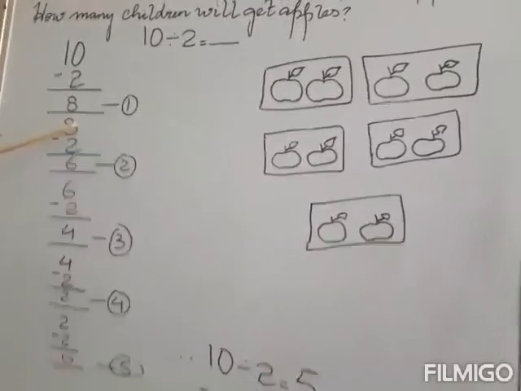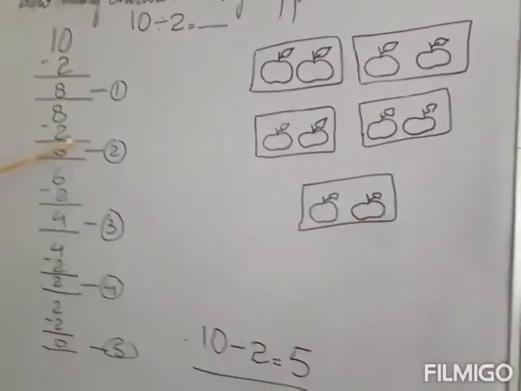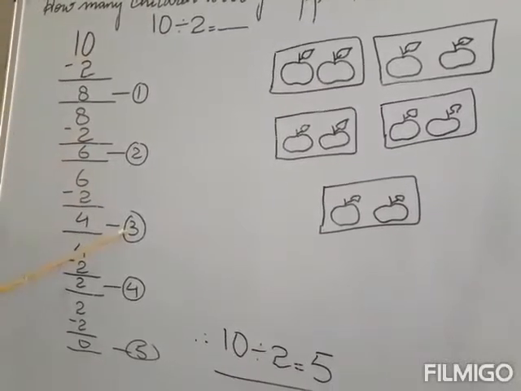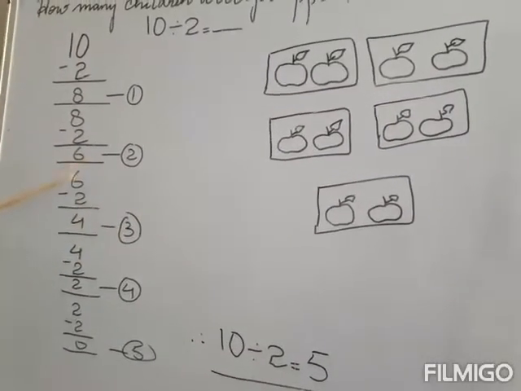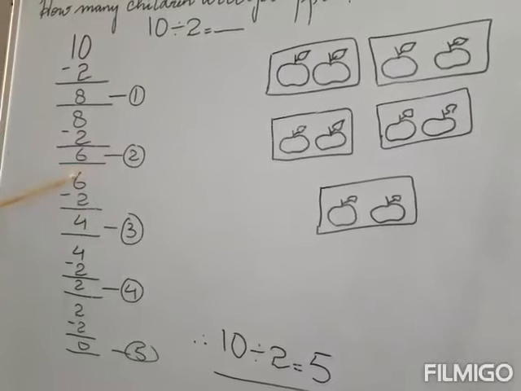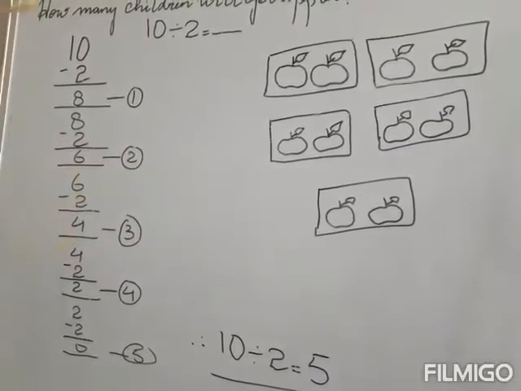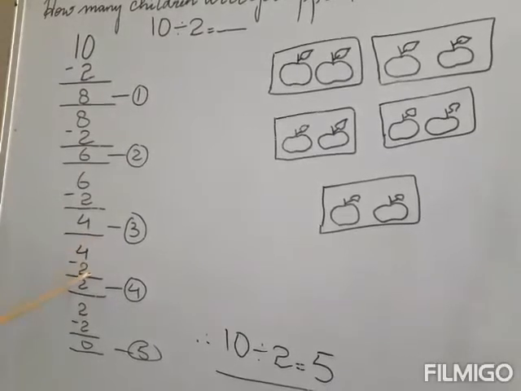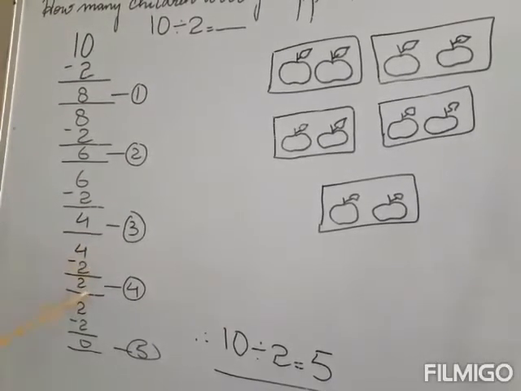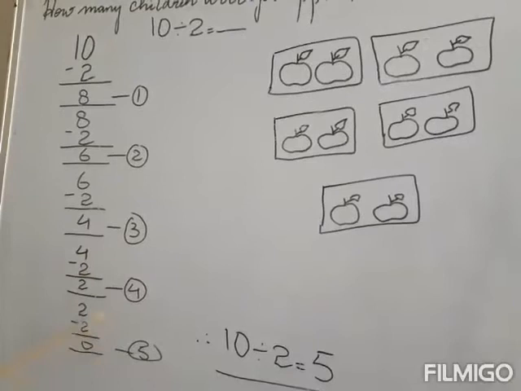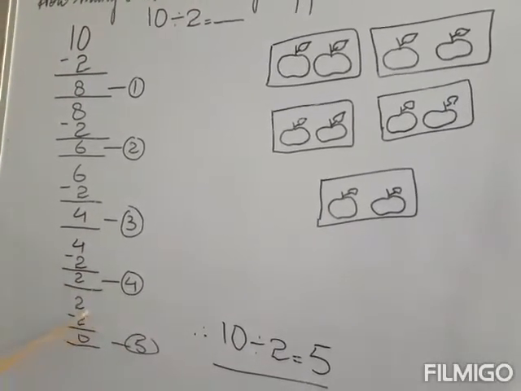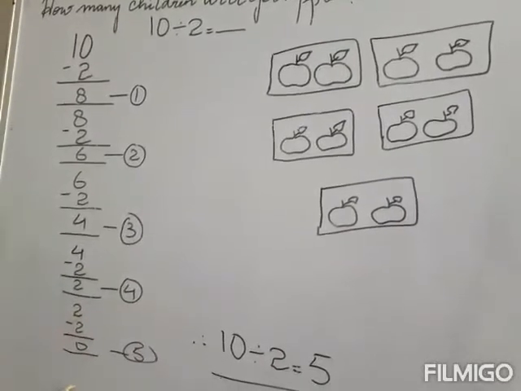Then from 8 apples you have to subtract 2 apples. 8 minus 2 is equal to 6. Then our third step is from 6 apples you have to subtract 2 apples. 6 minus 2 is equal to 4. Fourth step is from 4 apples you have to subtract 2 apples. 4 minus 2 is equal to 2. And our fifth step is from 2 apples you have to subtract 2. 2 minus 2 is equal to 0.